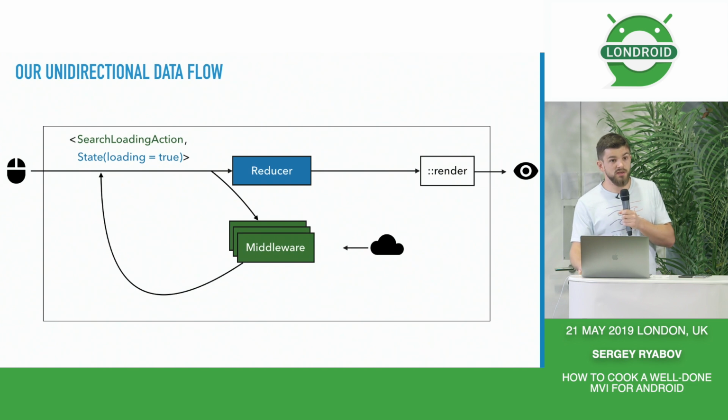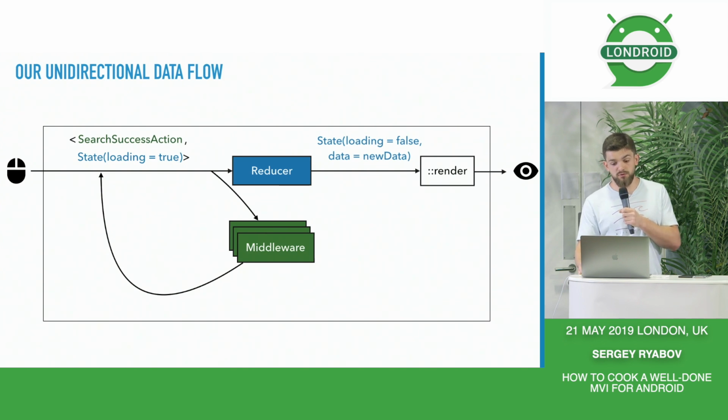And at some time, we will get the result of our network request. This will trigger middleware. It will emit a search success action that will be mapped again. It will go through the reducer. The reducer will hide the loading and show new data. It will be rendered to the screen again. Quite a clear and straightforward path of our data through the components of this kind of unidirectional data flow implementation.